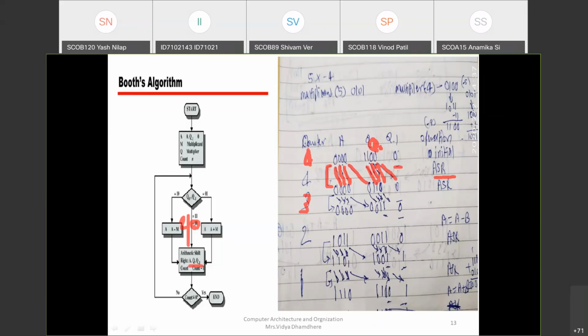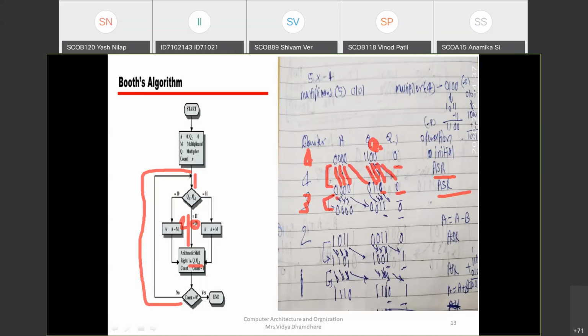Here we go to the next condition box. We check whether the counter value is equal to 0. No. So again, according to these arrow positions, we go here. Again we reach the condition box and check the value of Q0 and Q minus 1. It is 0, 0. Again we need to perform the arithmetic right shift operation of the A, Q and Q minus 1 registers. The A register MSB bit is 0. It is kept as it is.